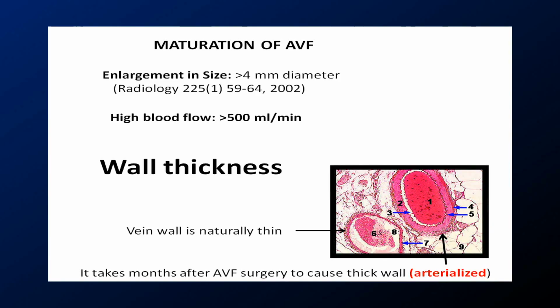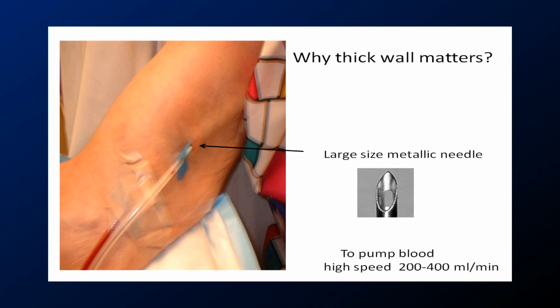And it's very important that these veins develop a thick wall, and this is why. The vein wall is usually thin, and here is an example of a thin wall. What we need is, over time, for the vein to go through what we call arterialization, so the vein wall becomes as thick as the artery as shown here. Why does a thick wall matter? Very simply because we have to use a very large metallic needle that pokes a hole in the vein and pumps blood out at high speed.